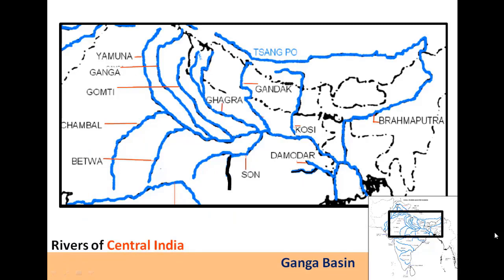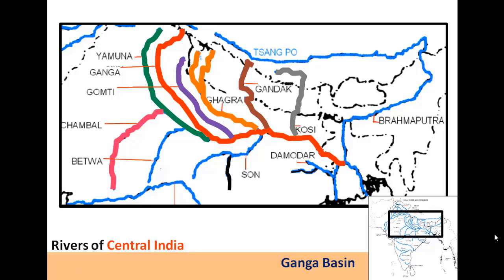As you can see in the insert, it originates at the Gangotri glaciers. It is mainly connected with Mansarovar in Tibet. It has been shown with red color. The left bank rivers are Gomti, Ghagra, Gandak and Kosi, followed by the right bank tributaries: Yamuna, Chambal, Betwa, Son and Damodar. As you can see, these rivers have been highlighted with different colors.